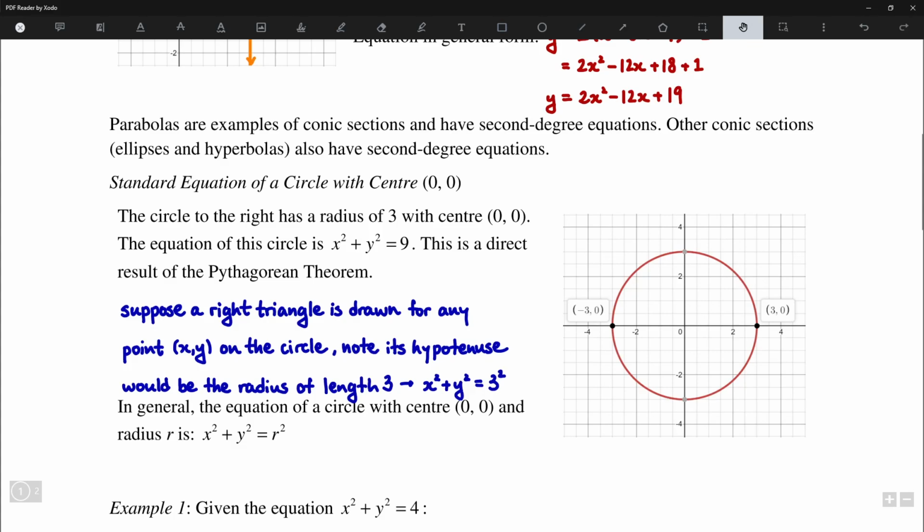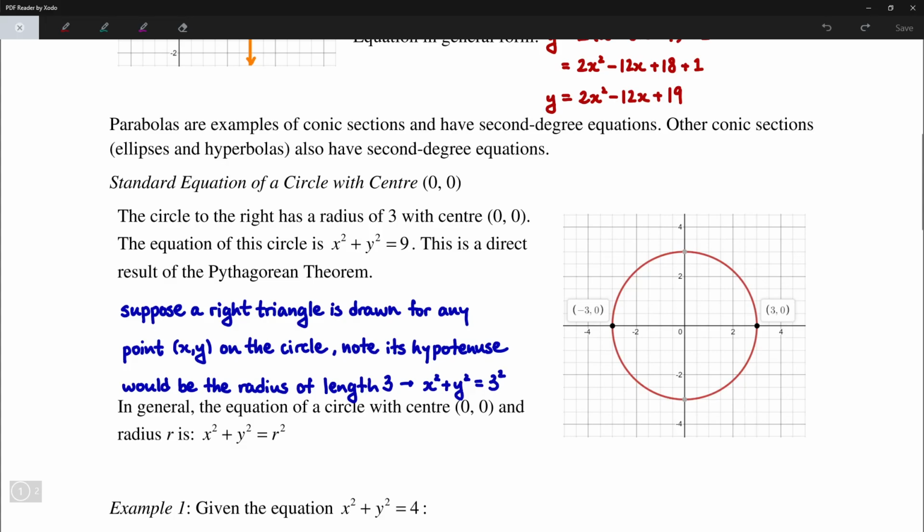So the circle to the right, and that is this circle right here, has a radius of 3 and a center of 0, 0. The equation is x squared plus y squared equals 9, or x squared plus y squared equals 3 squared. And this is a direct result of the Pythagorean theorem.